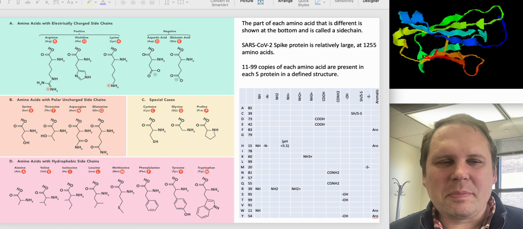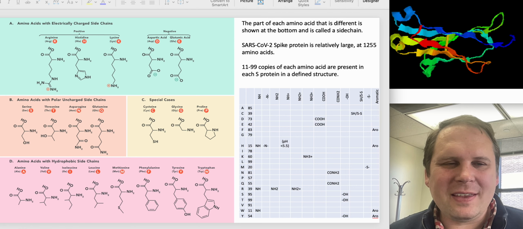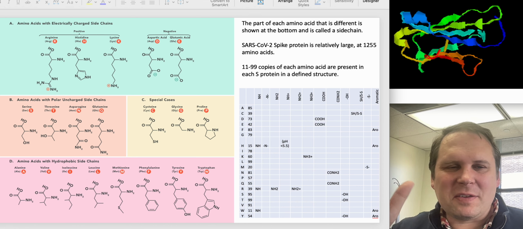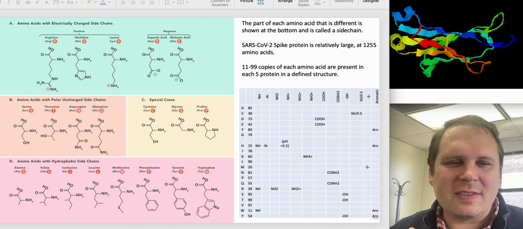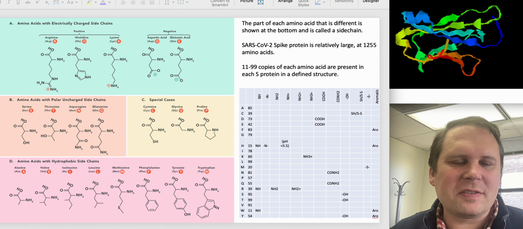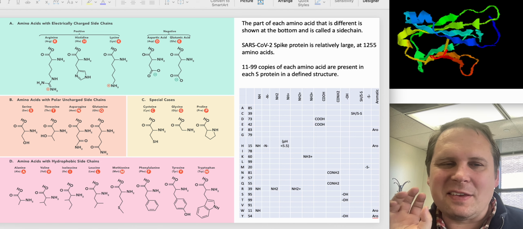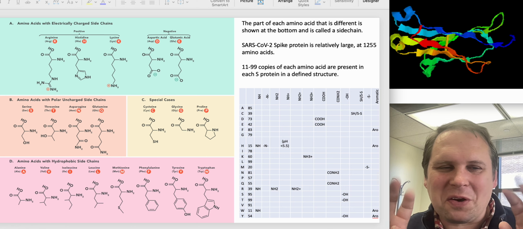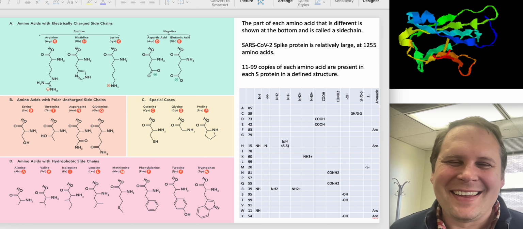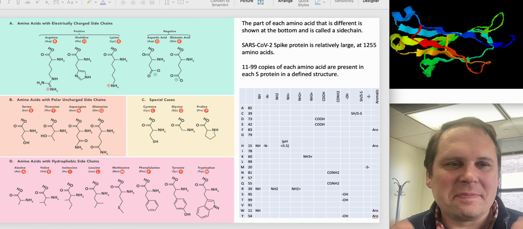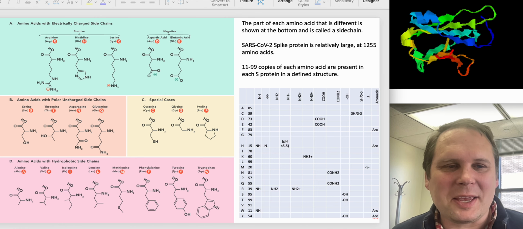Let's approach protein structure, shall we? It's going to be based around one of the things that I like, which is the structure of the SARS coronavirus 2 spike protein. This is the thing you've probably been vaccinated against. Call it the COVID vaccine. Yeah, that's fine. All right, so let's talk about this thing.